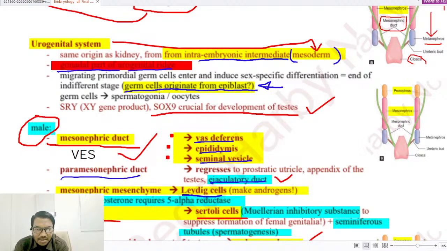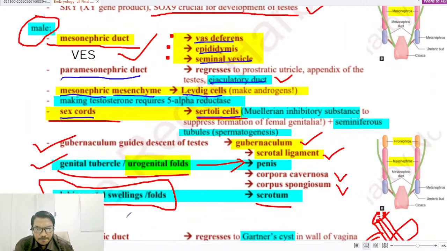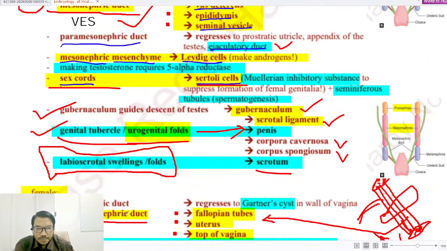Leydig cell comes from mesonephric mesenchyme. Sertoli cell from sex cord. Gubernaculum guides descent of the testis. This is exam question. Which of the following guide descent of the testis? Gubernaculum guides descent of the testis. Okay. Genital tubercle.